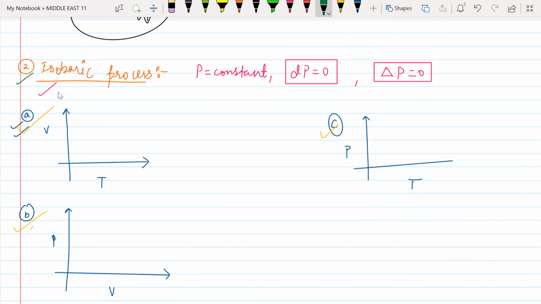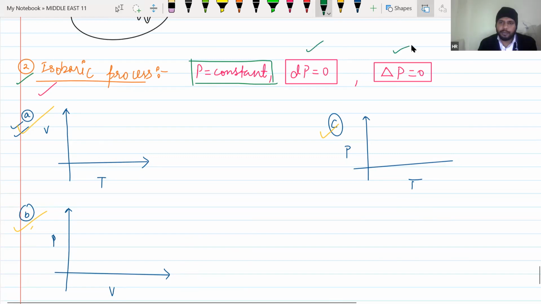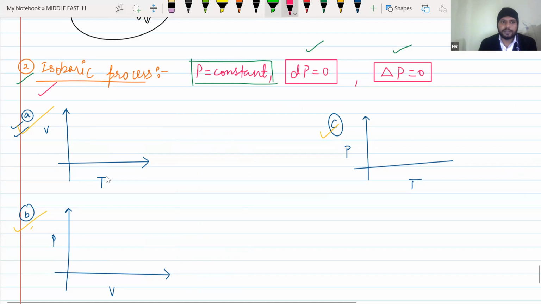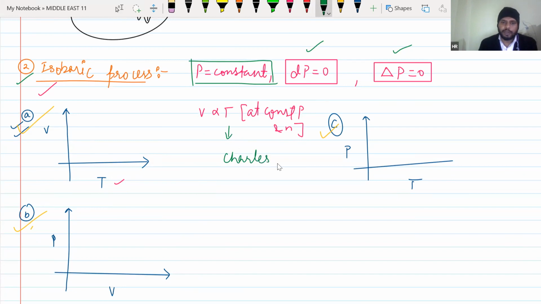Yes, sir. Okay, in isobaric process, I can say that pressure is constant. That means dP equals 0 and delta P is also equal to 0. The graph between volume versus temperature: you can see volume is directly proportional to temperature at constant pressure and number of moles, according to Charles' law. This relation was given by Charles.